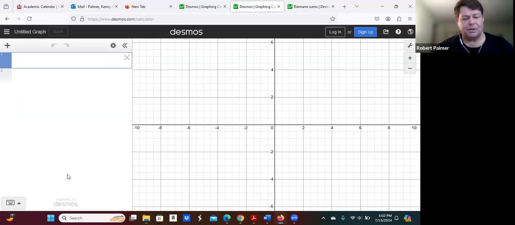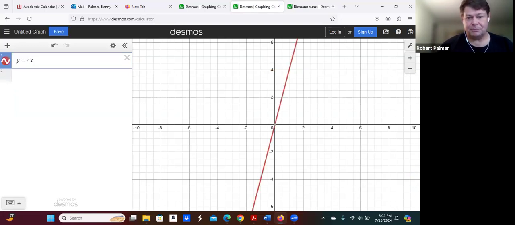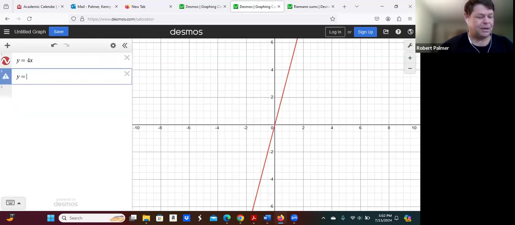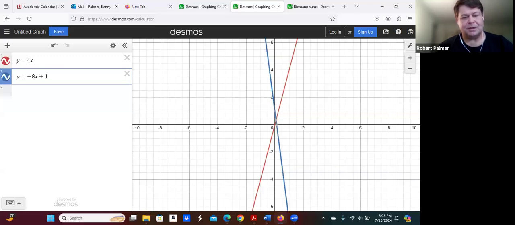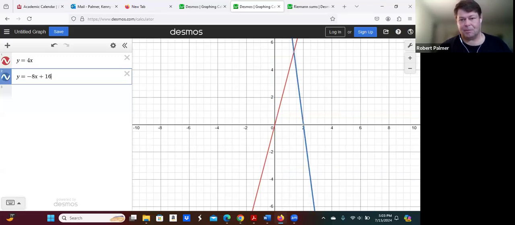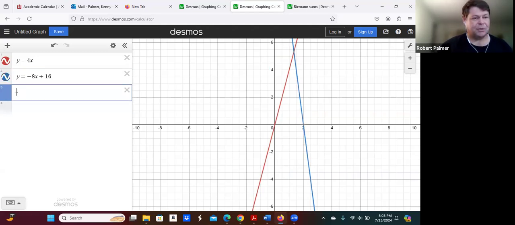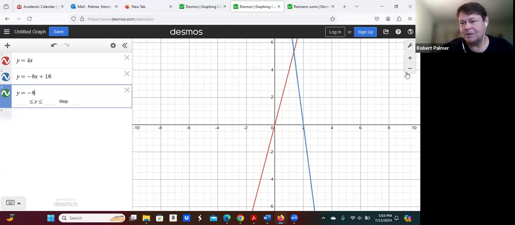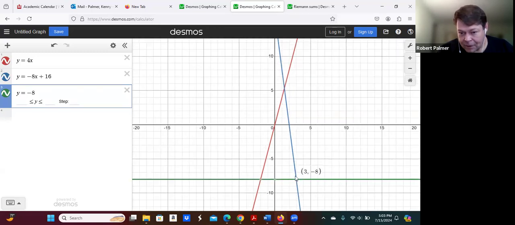Okay, so y equals 4x. That's the first part. Y equals negative 8x plus 16. And then the last one, y equals negative 8. And that one we can't even see. It's off the graph a bit. Okay, actually it's at 3. So here's my graph.